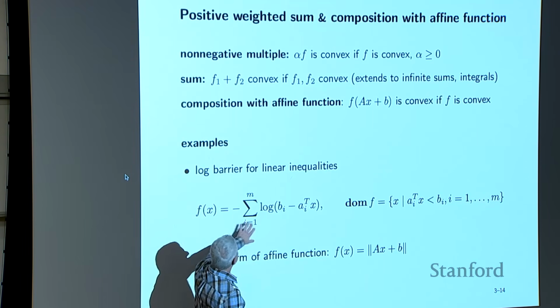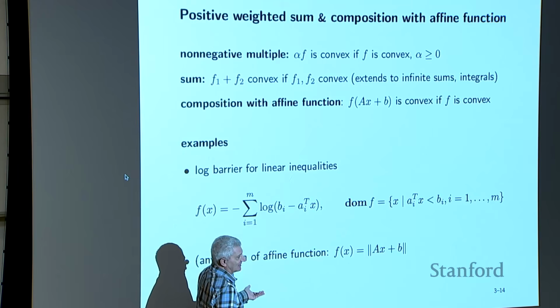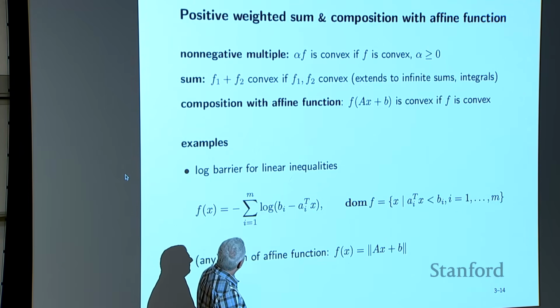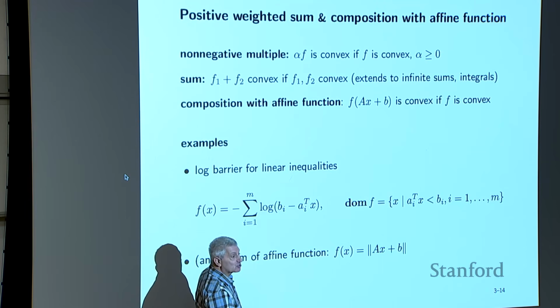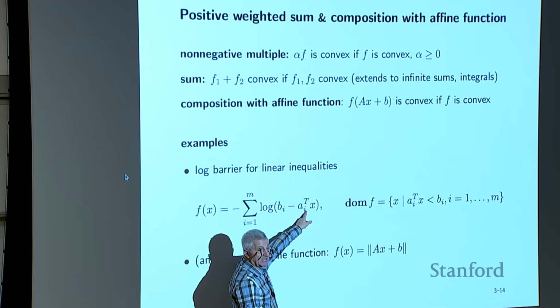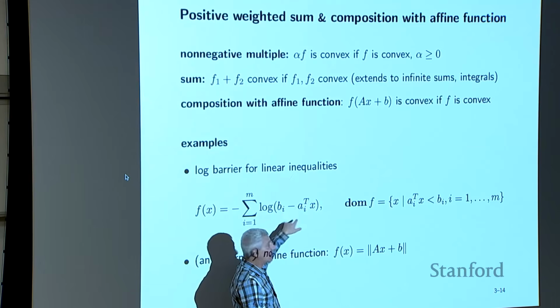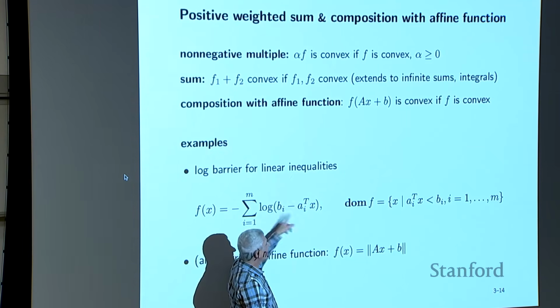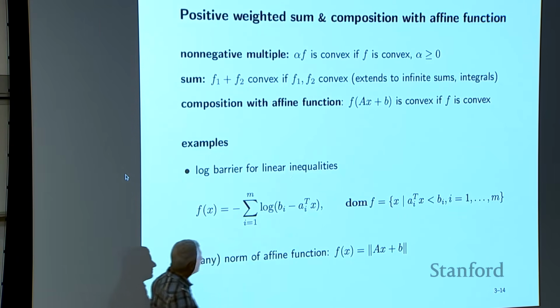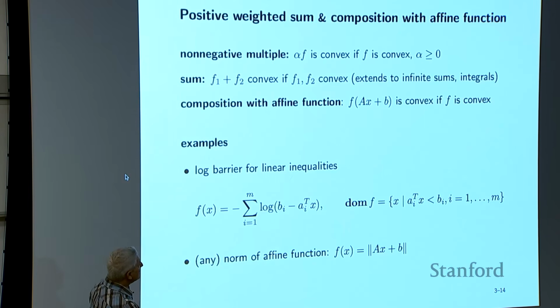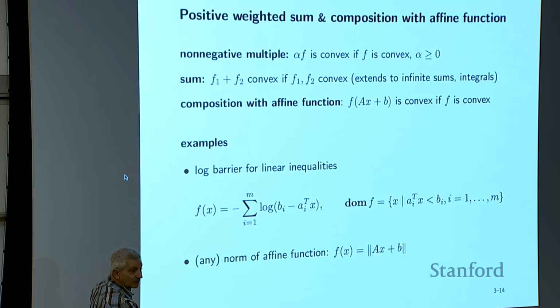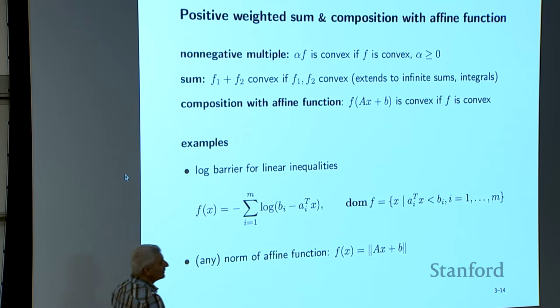So here, this is the so-called log barrier of a set of linear inequalities, right? And all the inequalities have to be strict. In other words, you better have a_i transpose x less than b_i. Otherwise, this log doesn't even make sense, right? And so that's the log barrier. And it turns out that's going to be convex. It's got a minus in front. Why? And the rule would go something like this.